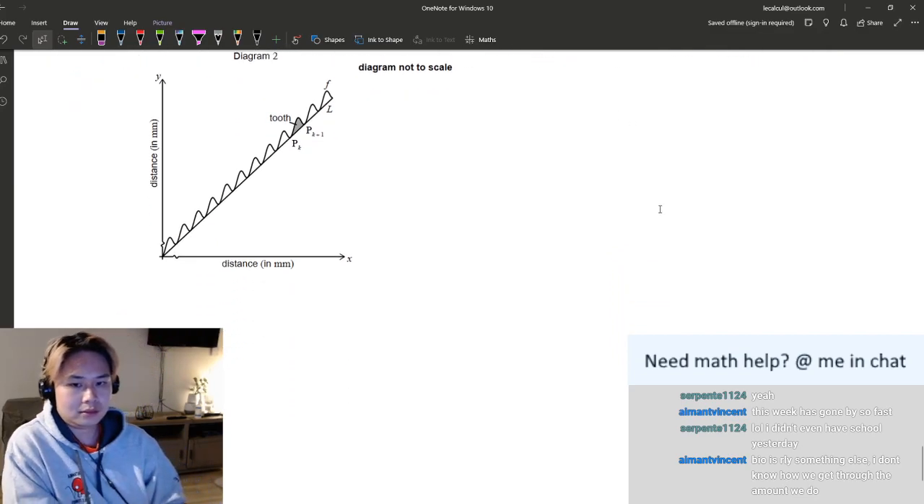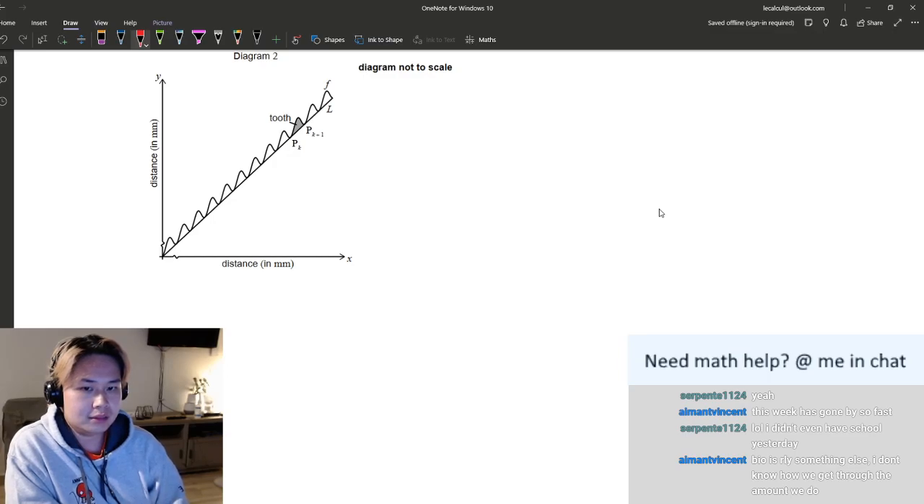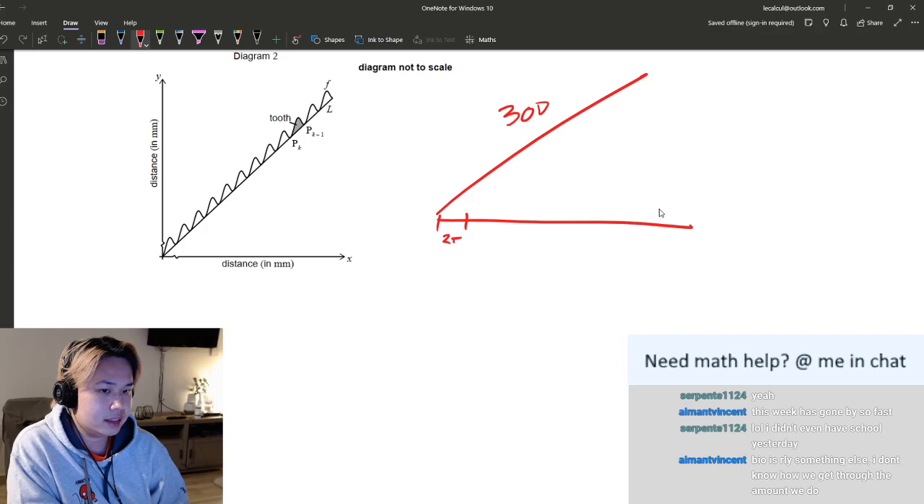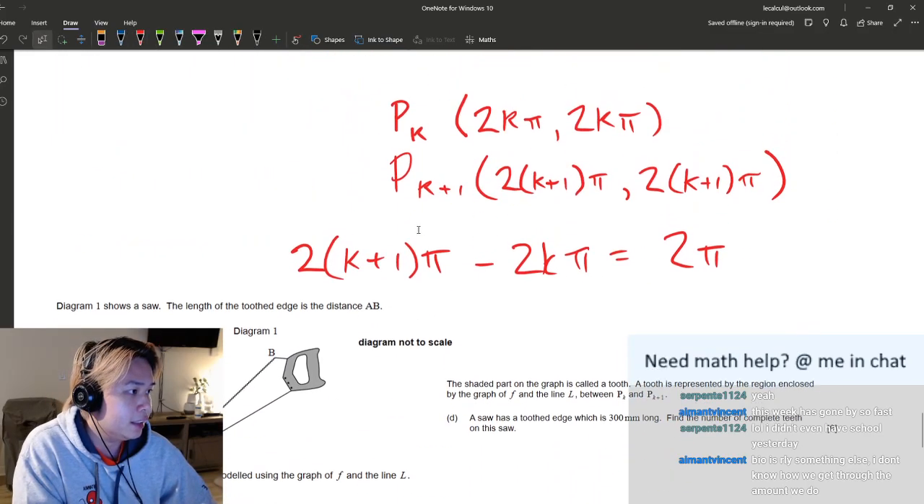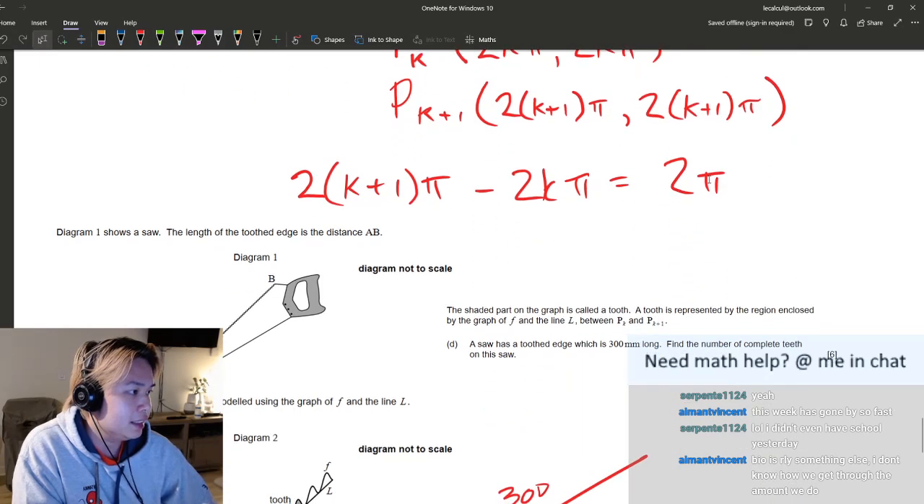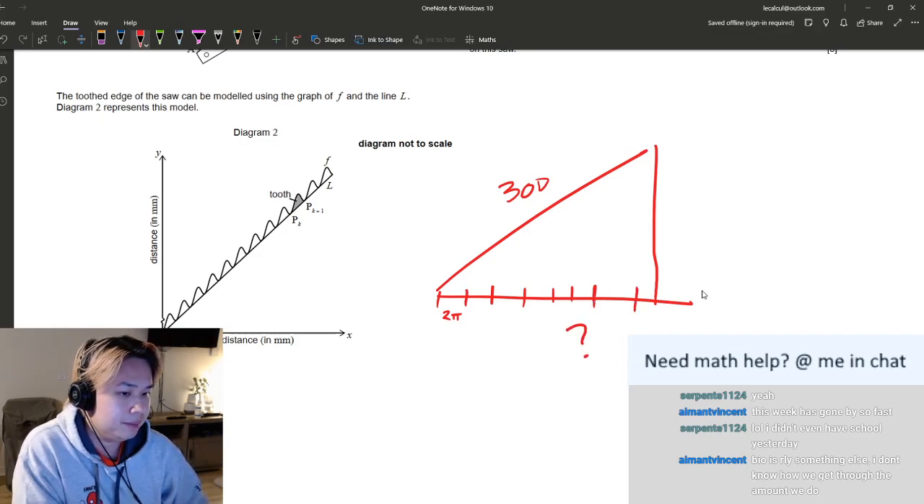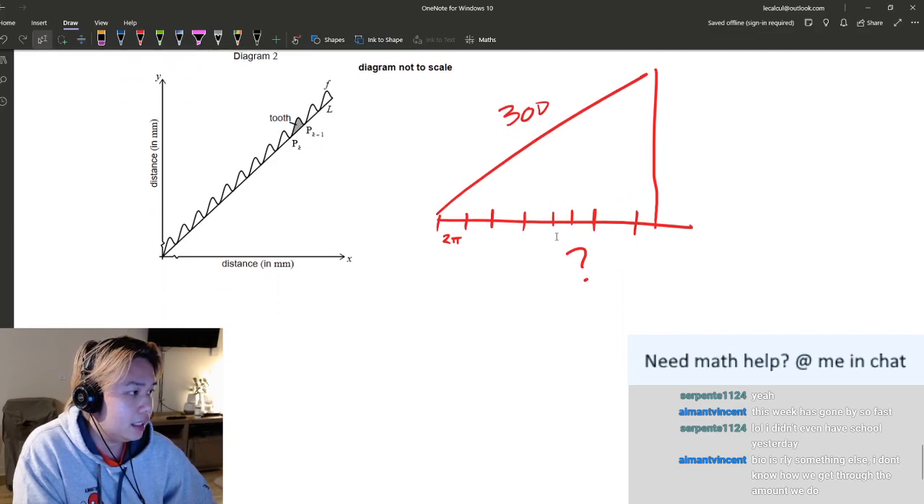Okay. So I know that this is 300, and I know that each tooth has a length of 2 pi. That's what we found out earlier, right? From pk to pk plus 1 is 2 pi. So I need to find out how many 2 pi's fit in this horizontal distance, which begs the question, I need to find out what this horizontal distance is.